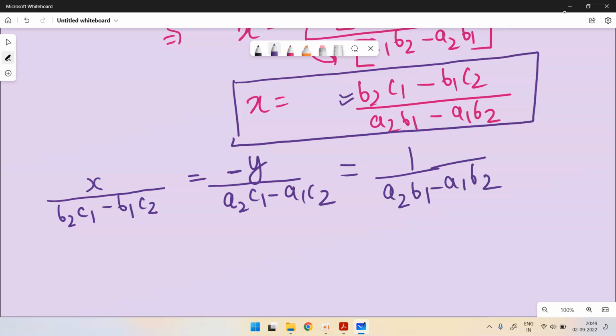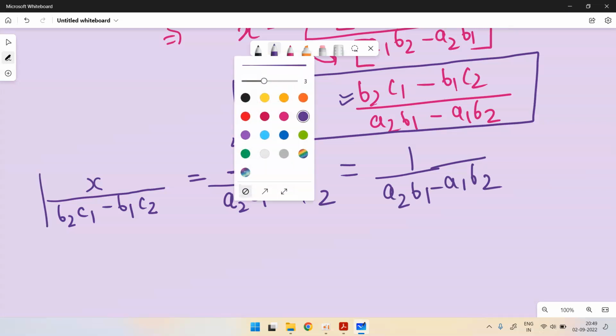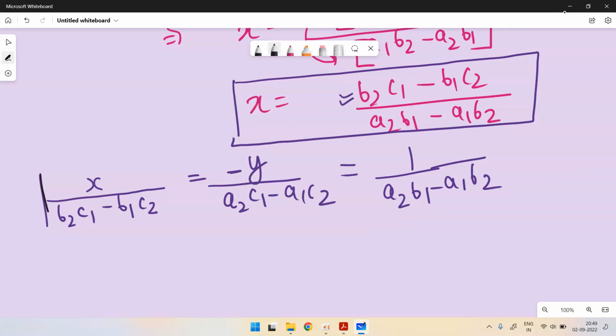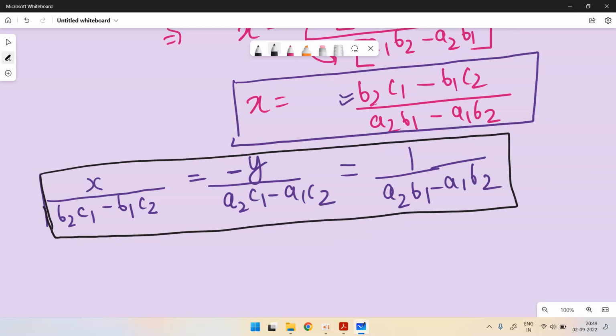Now this is the main equation you need to remember. So how will I remember this? Previously I told you that this method is known as cross multiplication. So there must be a link to this cross multiplication. If you look at the equation very clearly, it was a1 x plus b1 y plus c1 equal to 0, a2 x plus b2 y plus c2 equal to 0.